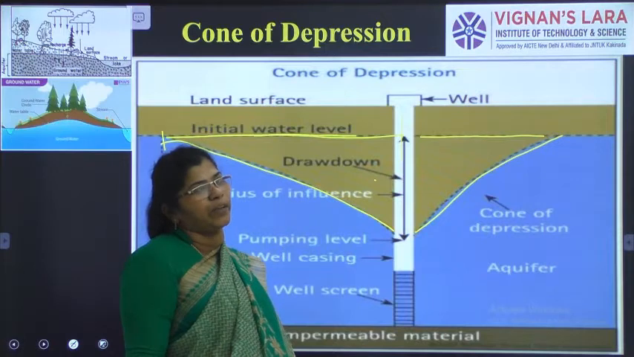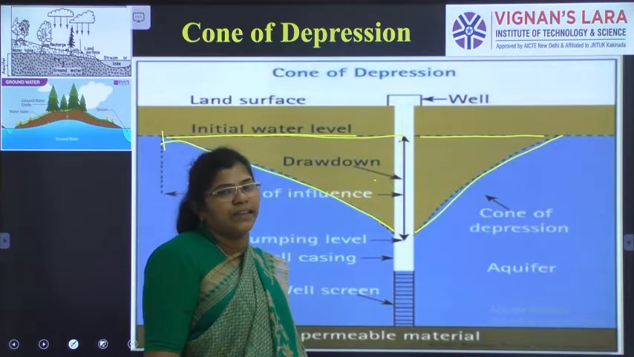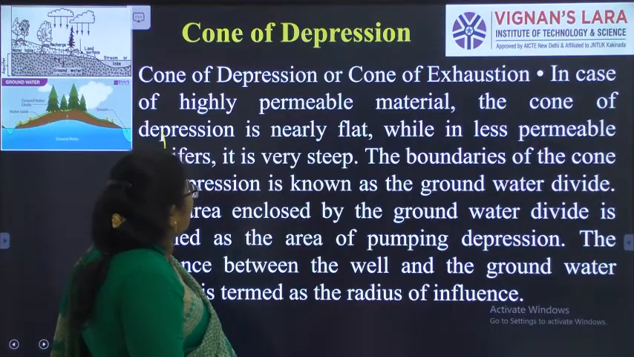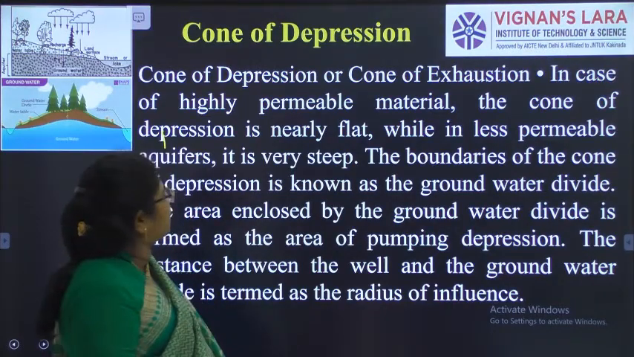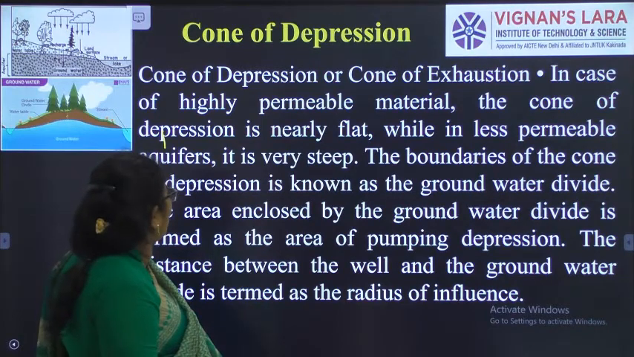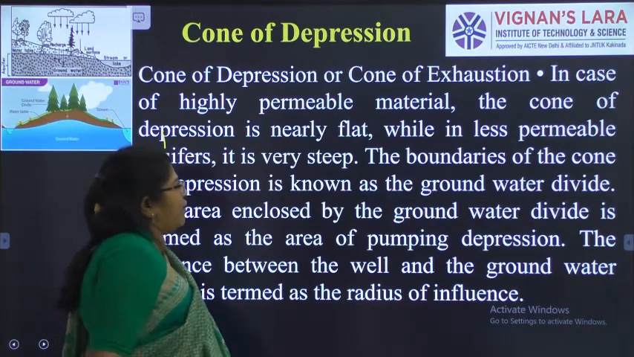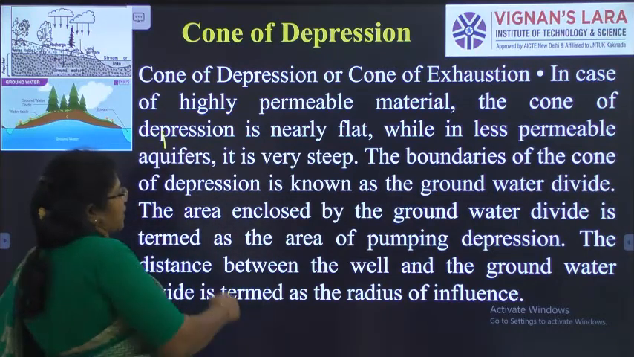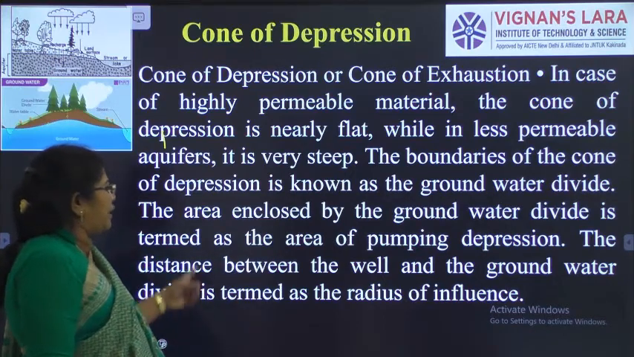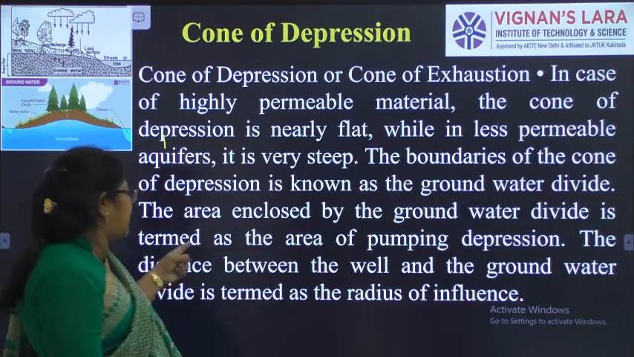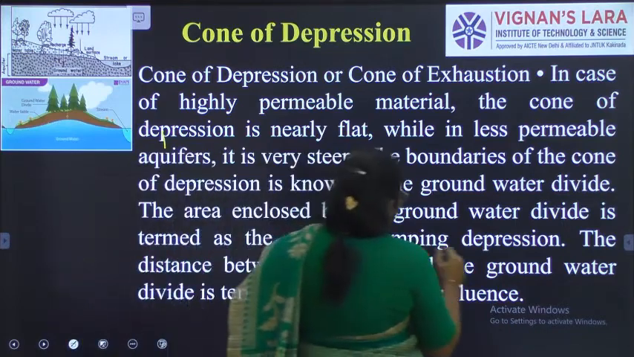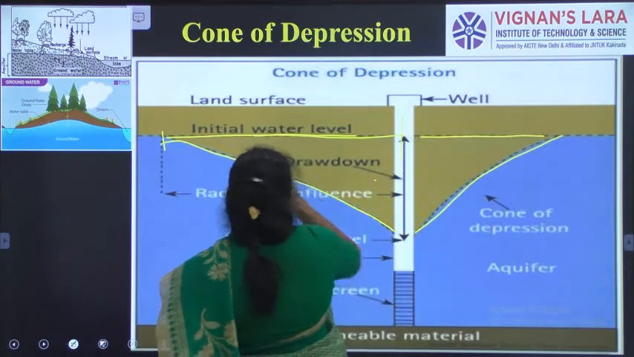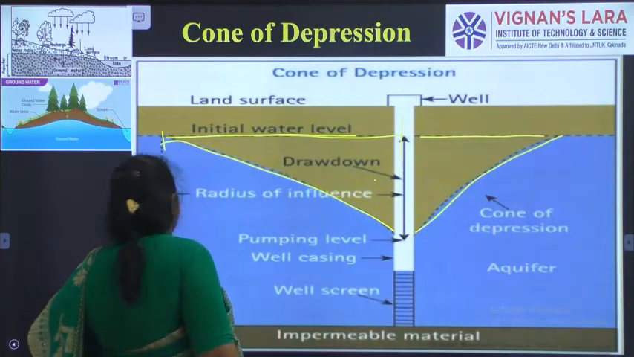This is a very important phenomenon when we study steady flow in a well. Next we will see the cone of depression. In permeable material, the cone of depression is nearly flat, while in less permeable aquifers it is very deep. The boundary of the cone of depression is known as the groundwater divide. The area enclosed by the groundwater divide is termed the area of the pumping depression.